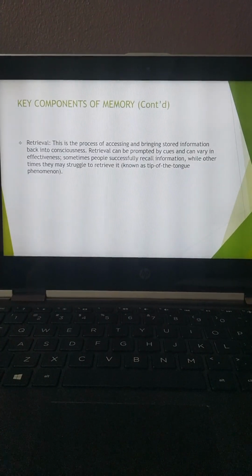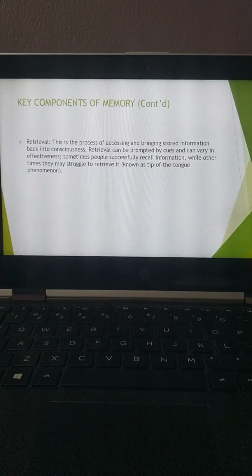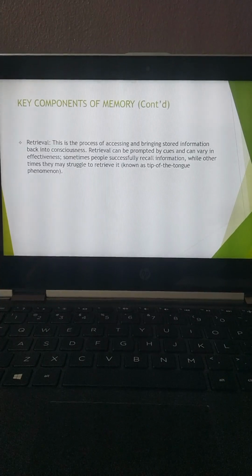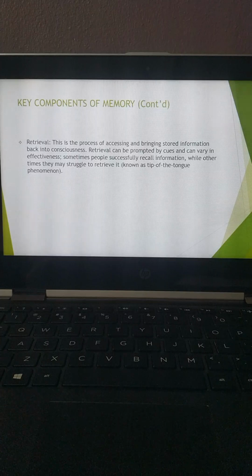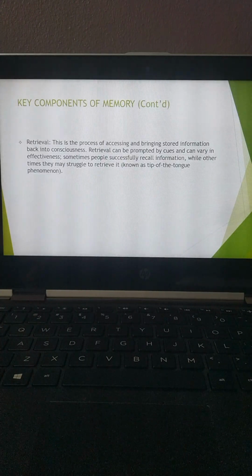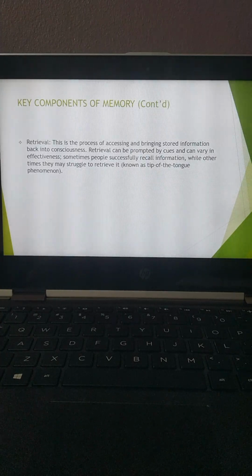The last key component of the memory is retrieval. This is the process of assessing and bringing stored information back into consciousness. Retrieval can be prompted by cues and can vary in effectiveness. Sometimes people successfully recall information, while other times they may struggle to retrieve it, and this is known as tip of the tongue phenomenon.